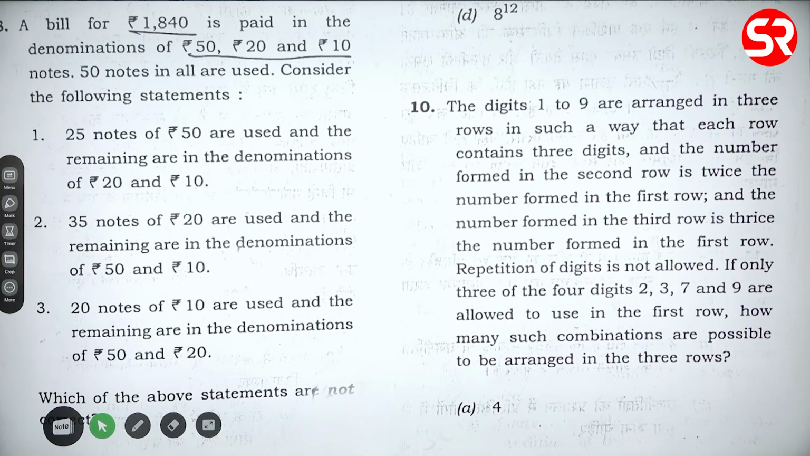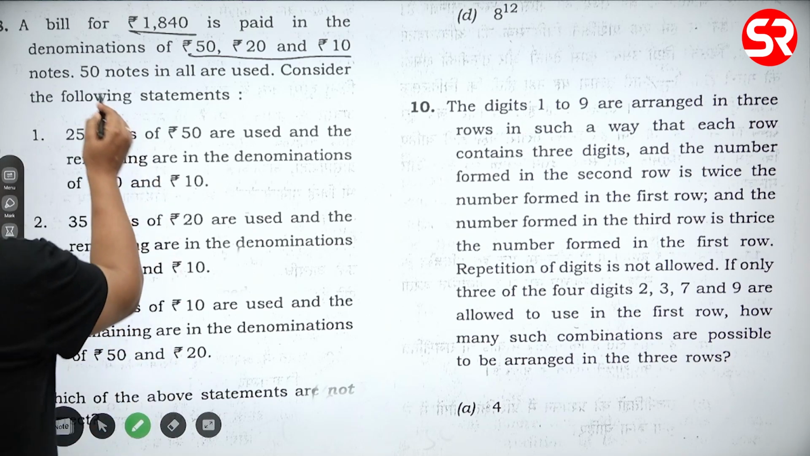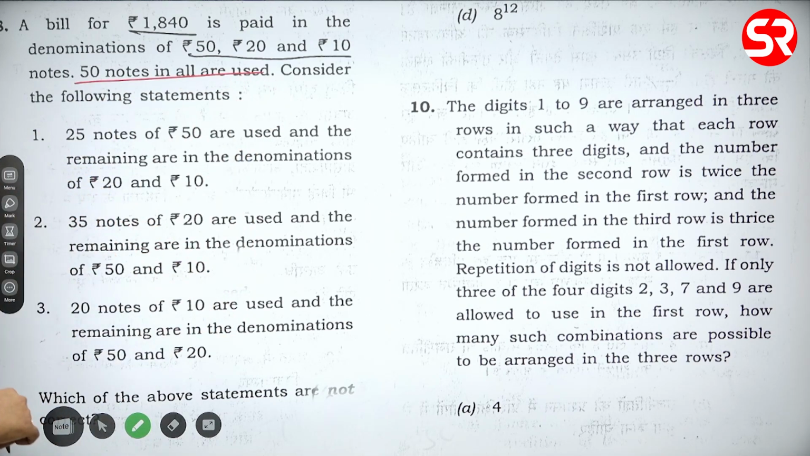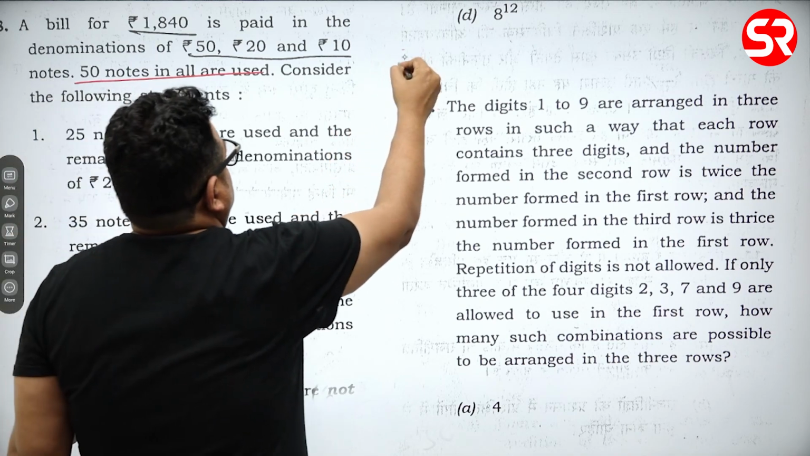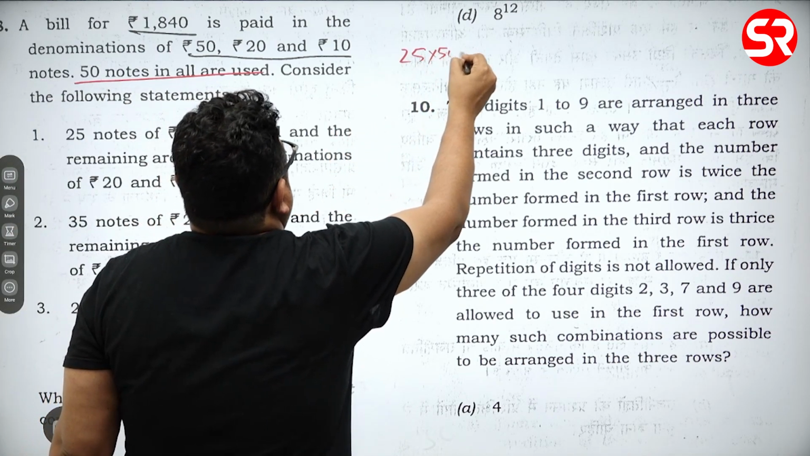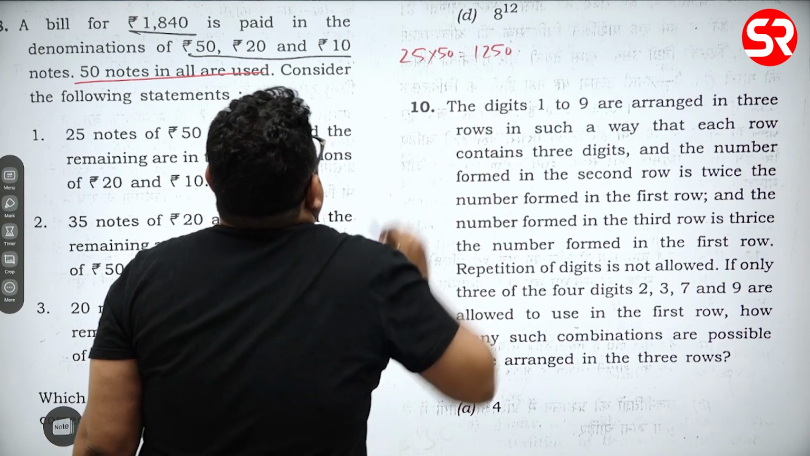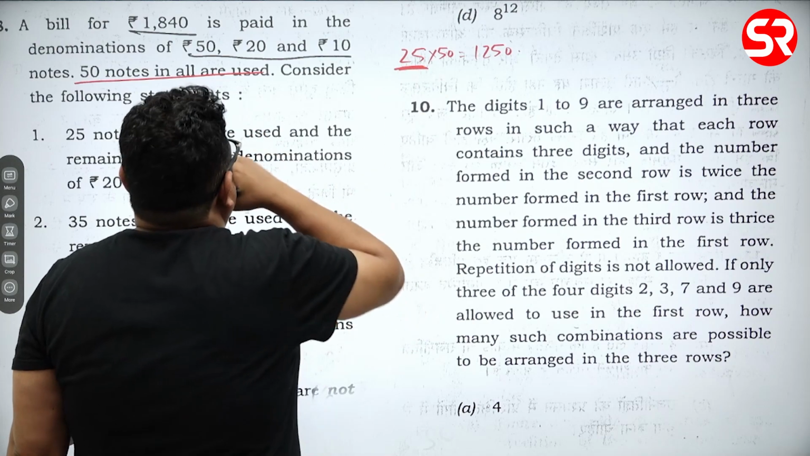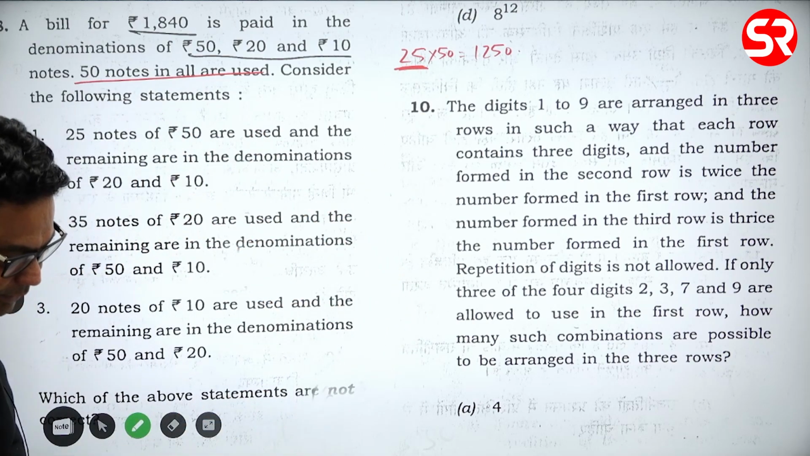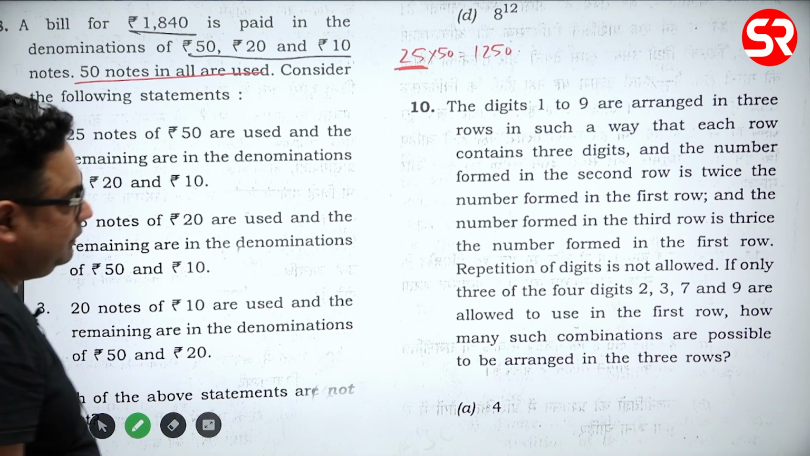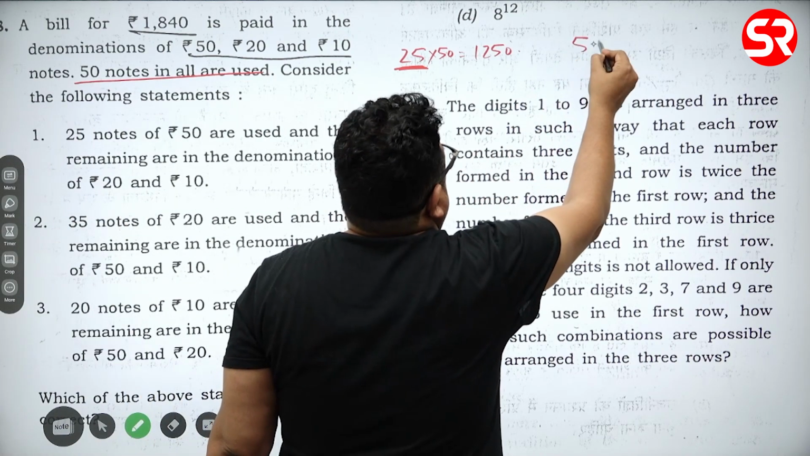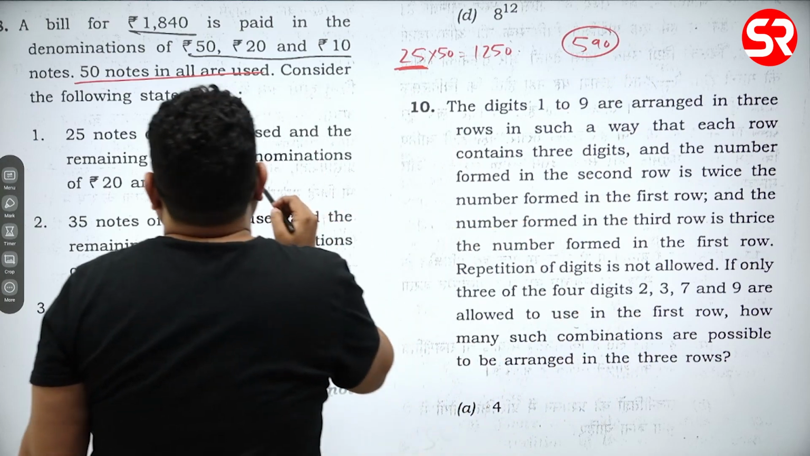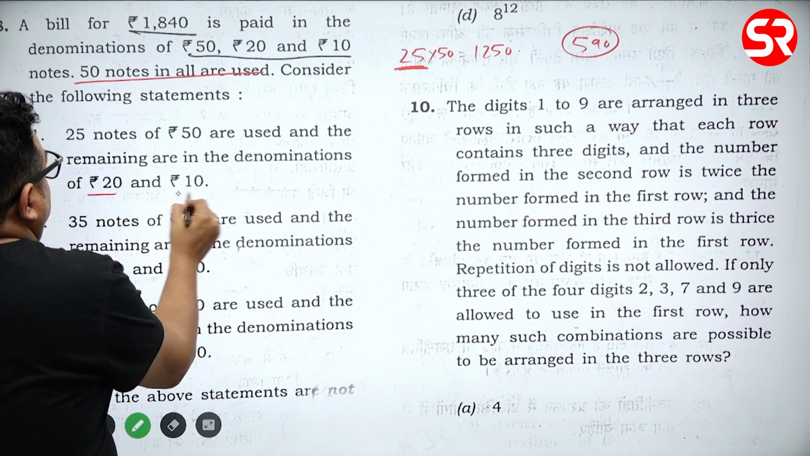A bill of 1840 is to be paid in denominations of 50, 20 and 10 notes only. Consider the following: 25 notes of 50 each. So this is 1250 rupees, 25 notes, right? How much is remaining? 1840 minus 1250, which is 590. So remaining is 590, and he says denominations of 20 and 10.